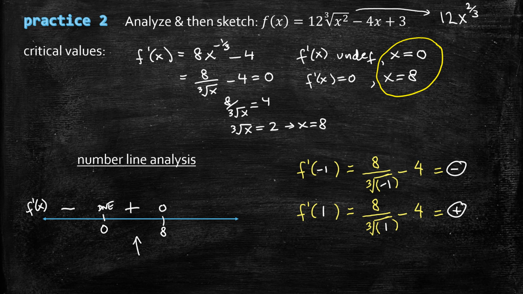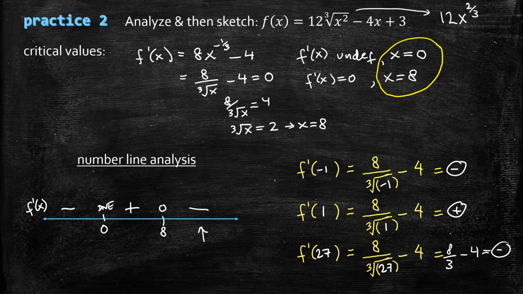Put a positive here. And finally, we can pick a value in this last region. It might be good to pick something that has a nice cube root. I can pick any number, so why not 27? Then we would get 8/3 minus 4, which is going to come out to be negative. So we will take this number line analysis onto the next slide and then sketch a graph of this function.